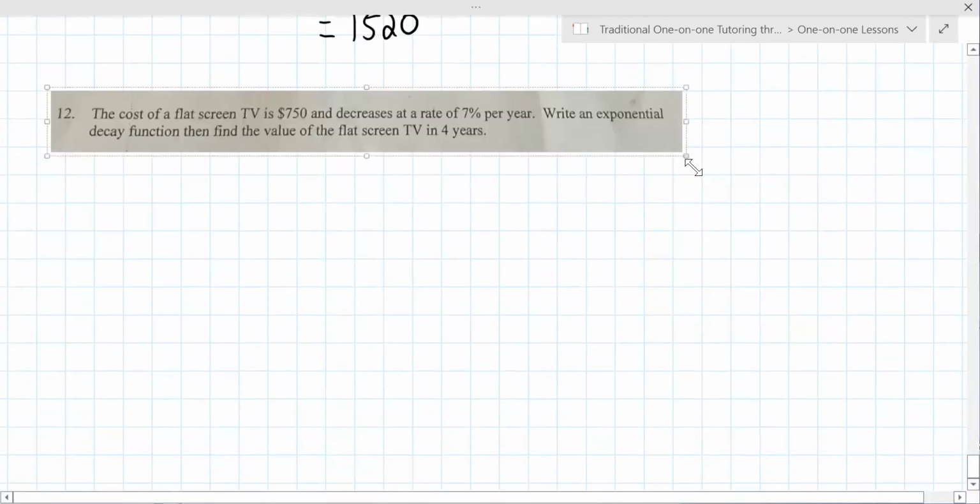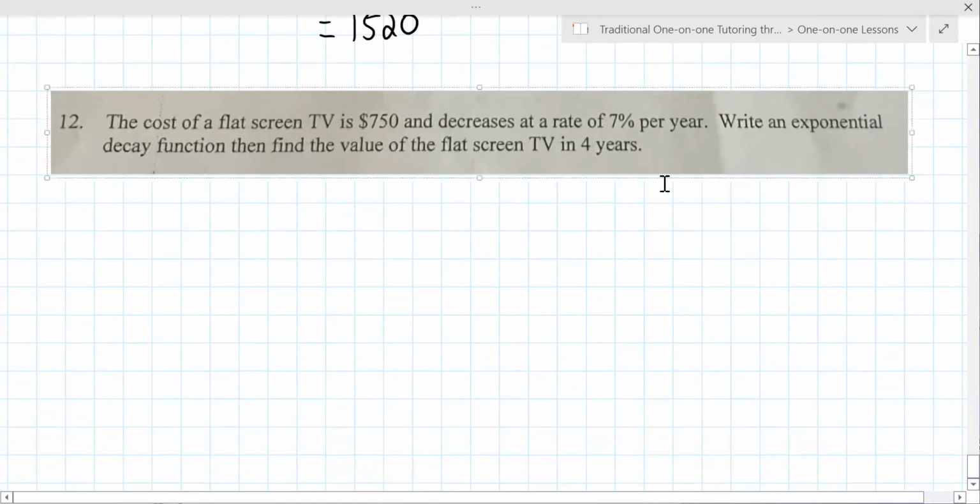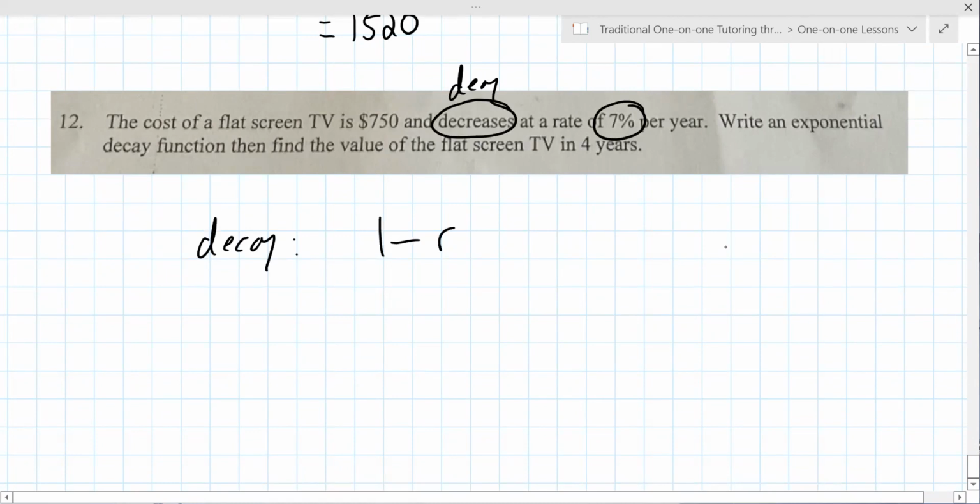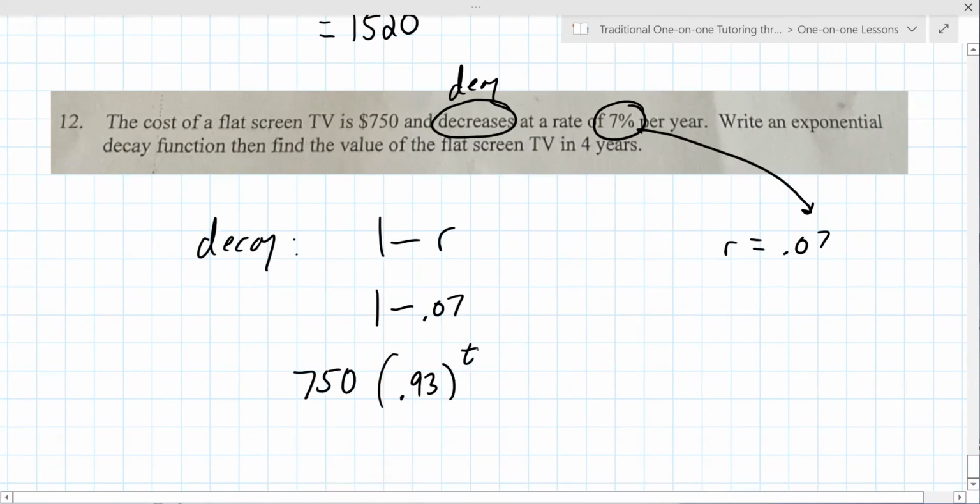Okay, number 12, it says the cost of a flat screen TV is 750 and decreases. So that's decay at a rate of 7% per year. So when it's decay, I'm going a little fast here, but it's 1 minus r. Your r is 0.07 from the 7%. So it's 1 minus 0.07, it becomes 0.93. Your initial value is 750, to the power of T.